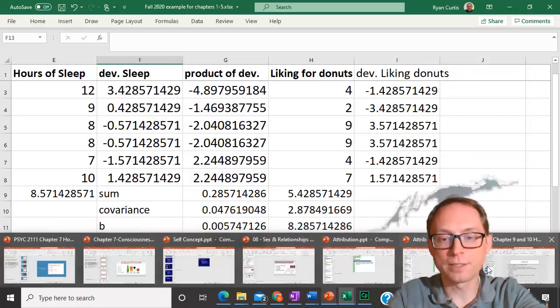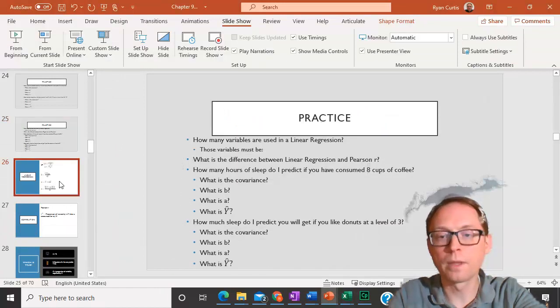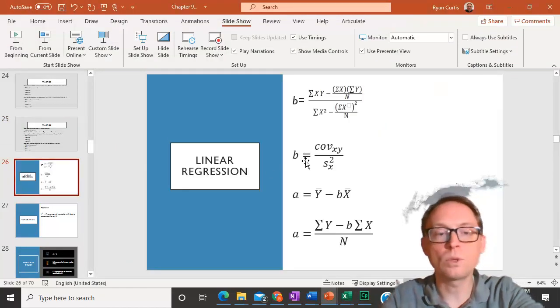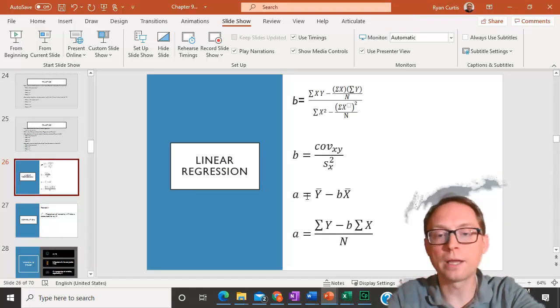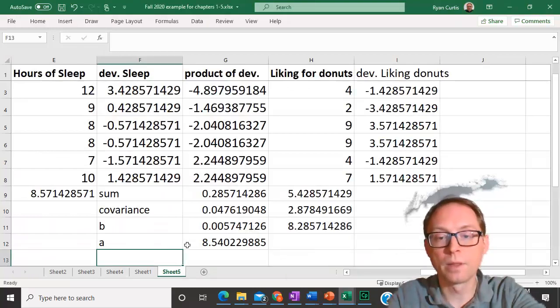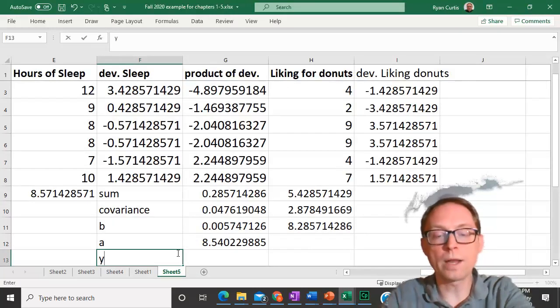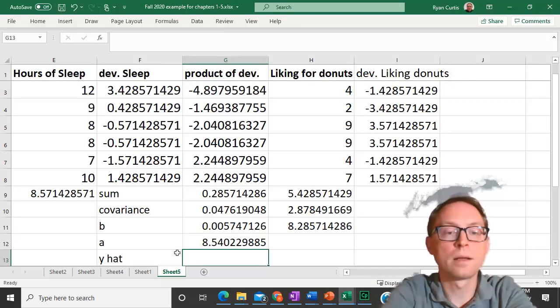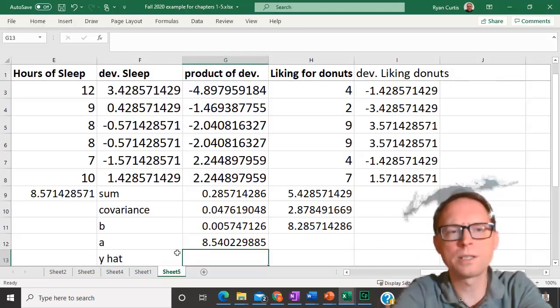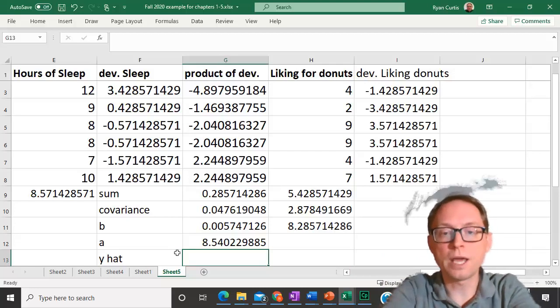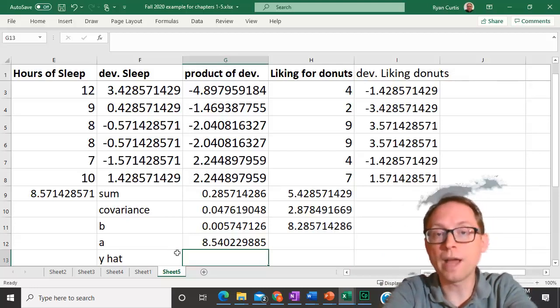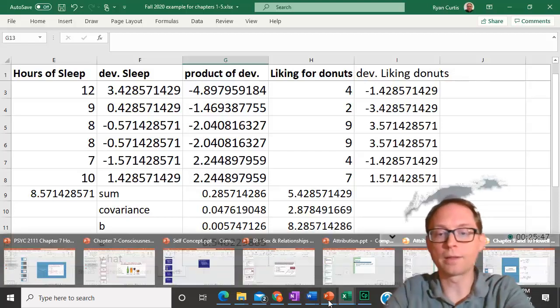So just to kind of review where we're at so far. We calculated the covariance so that we could calculate the slope. Then we calculated the y-intercept by taking the mean of sleep minus the slope times the mean of liking for donuts. And that's how we got that number. Okay, if we've got that, then what is y hat? Meaning the predicted value of y. Y is the hours of sleep. So in this particular case, we need to know what is the value of x, because y equals bx plus a, the slope of the line, just like we've always done.